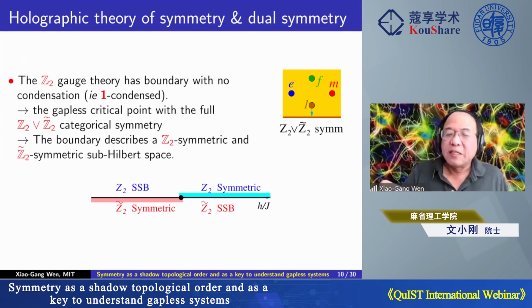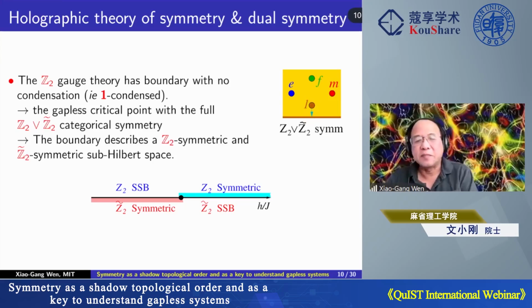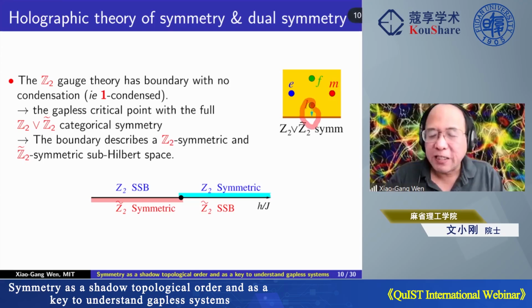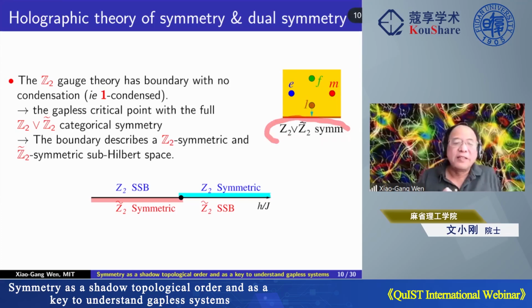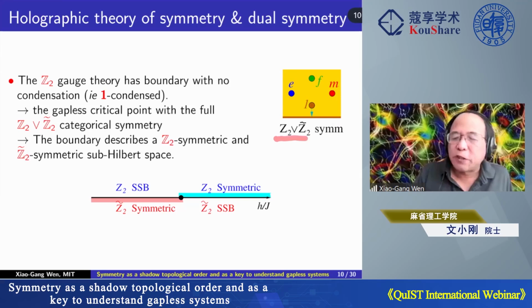And then we can also have the other possibility. That is, we do not condense, nothing condenses. Okay. If nothing condenses, then this boundary actually has a full categorical symmetry. And the boundary with a full categorical symmetry actually is a gapless state corresponding to the phase transition boundary between this Z2 symmetry breaking state and Z2 symmetric state.